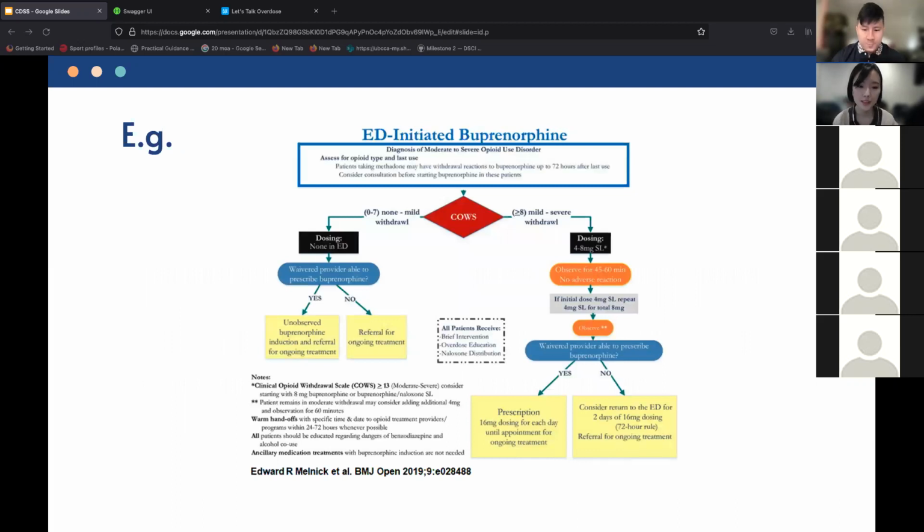So this is one example of a knowledge-based CDSS, in the form of if-then rules for buprenorphine adoption in emergency care of individuals with opioid use disorder. This kind of flowchart is integrated into a clinician's workflow in the emergency department. And it is available for guidance to determine whether patients meet criteria for OUD, to assess withdrawal symptoms, as well as initiate treatment and dosing in patients. Next slide.